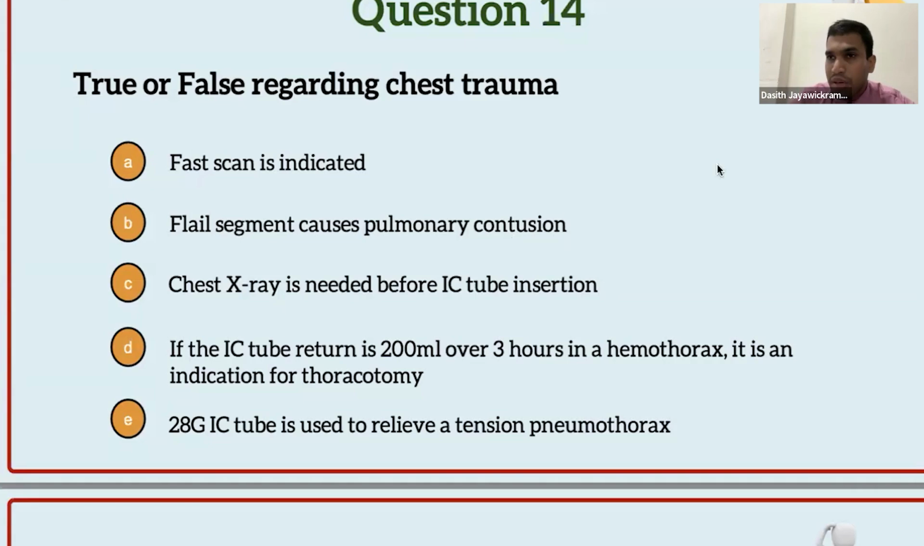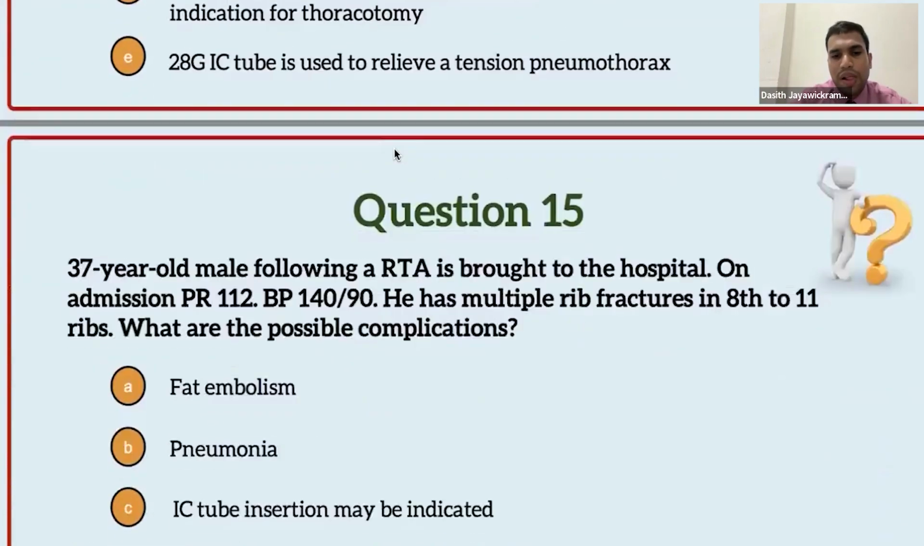The flail segment will cause pain, and that pain will cause the patient to reduce breathing on that side. That will cause basal pulmonary atelectasis, not contusion. So this is ambiguous. Better to avoid stems like this. That's also something you need to know before you go to the exam: which stems am I going to avoid?